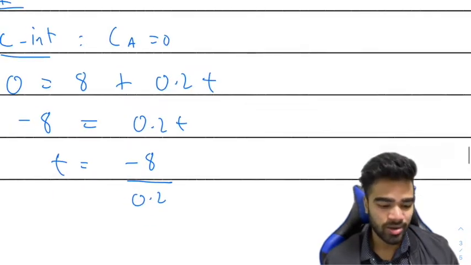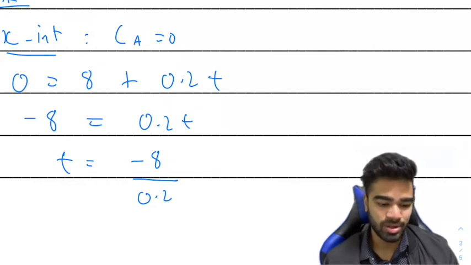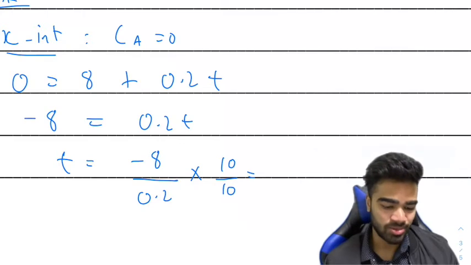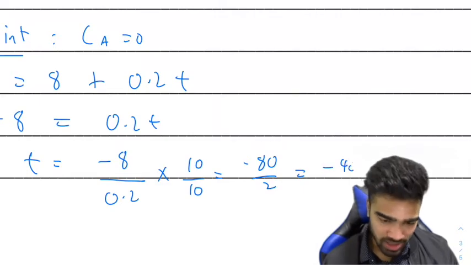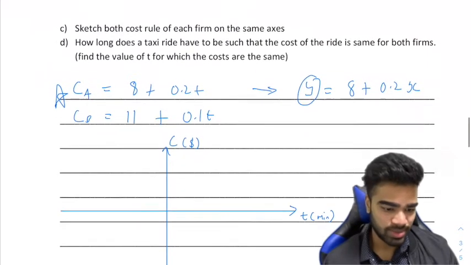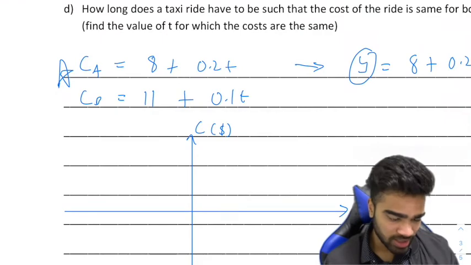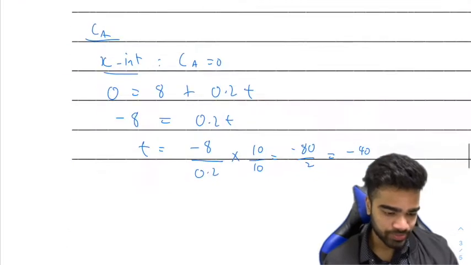Now you probably don't know how to do decimals at the bottom. Well, if I just multiply top and bottom by 10 over 10, it's going to be negative 80 over 2. So that's how you take care of decimals in fractions. So it's going to be negative 40. All right, that's the x-intercept. The x-intercept is negative 40. Let's say it's roughly over here.